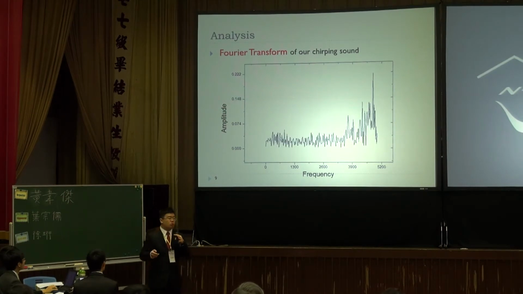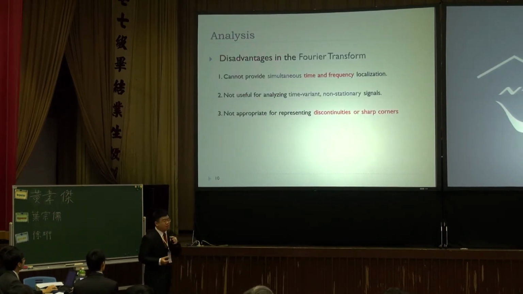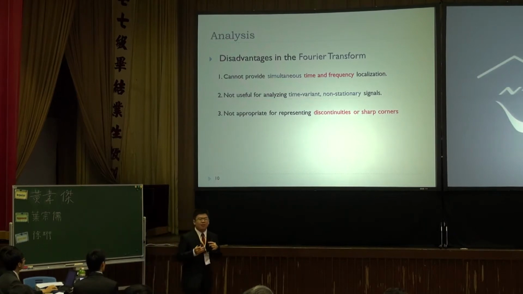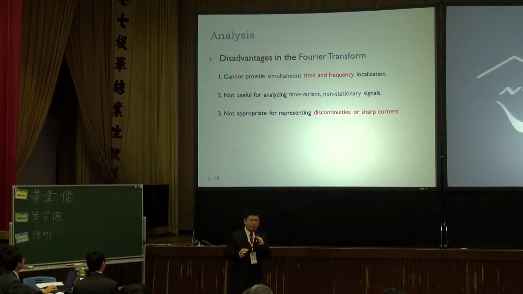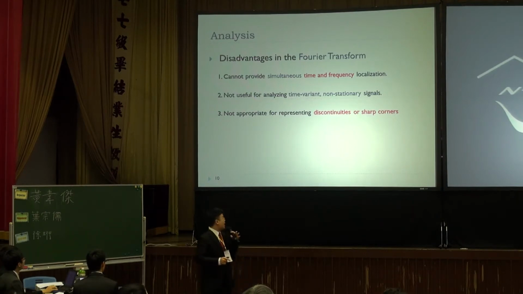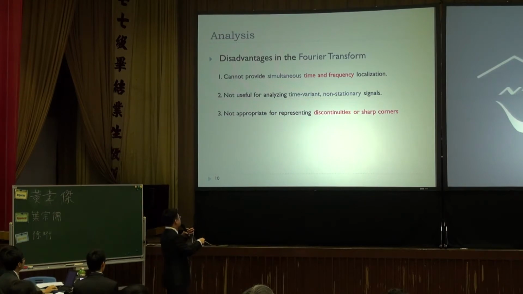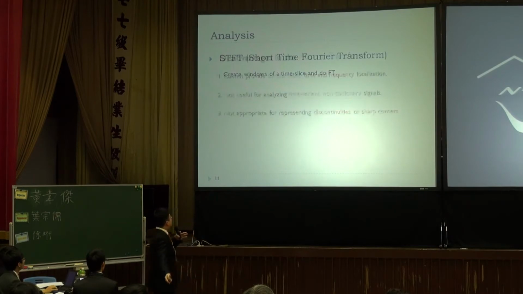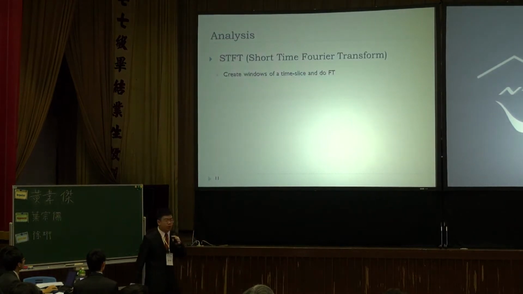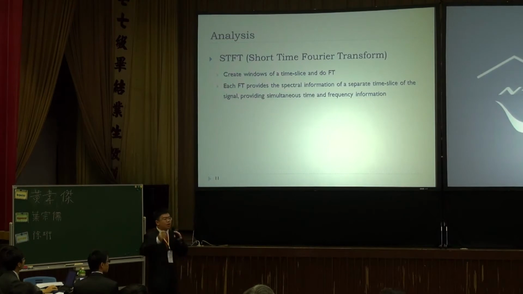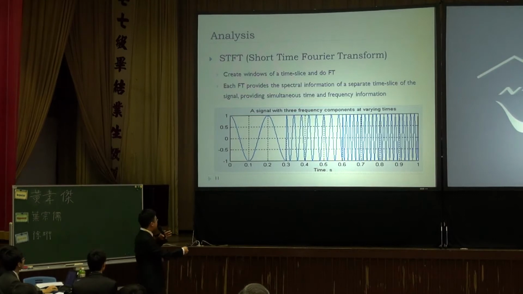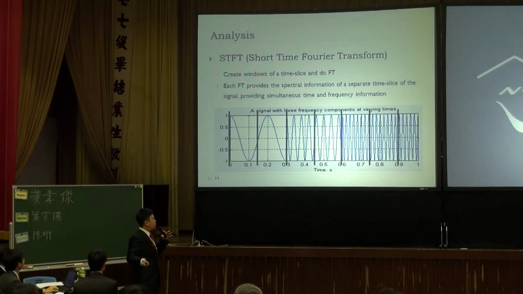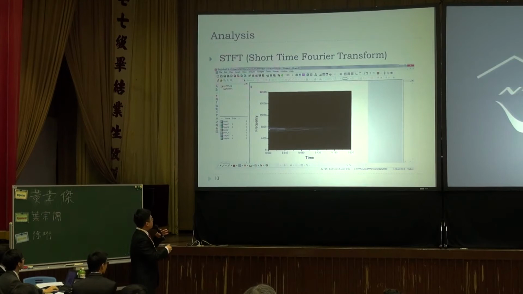So we move on to discuss the disadvantage of the Fourier transform. We can't get time-dependent results. We don't know whether the frequency changes during the time scale or not. And we also cannot get a representation of discontinuities or sharp corners. So we have to move on to another method, and we use the short-time Fourier transform. The short-time Fourier transform is simply cutting the signal into different time slices and producing a Fourier transform for each. So if this is the graph, we cut it into window lengths, and this will be the Fourier transform.